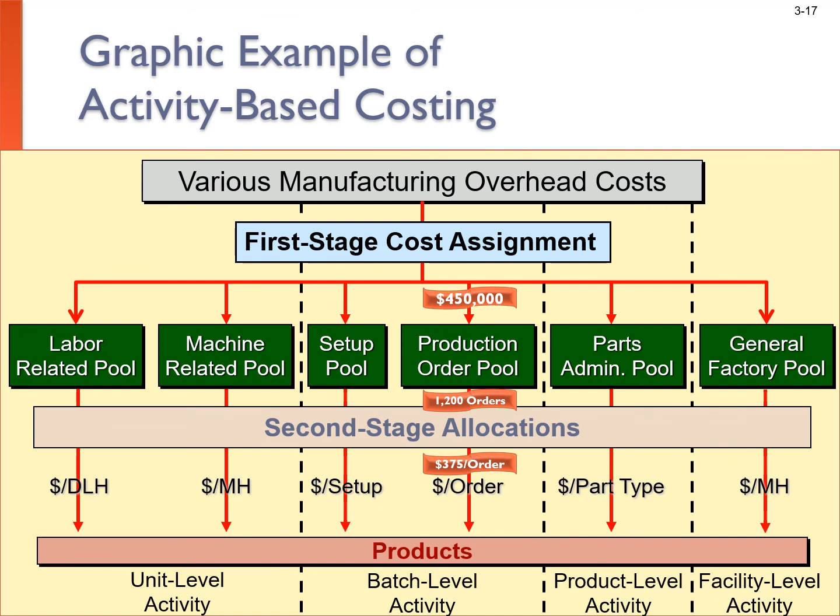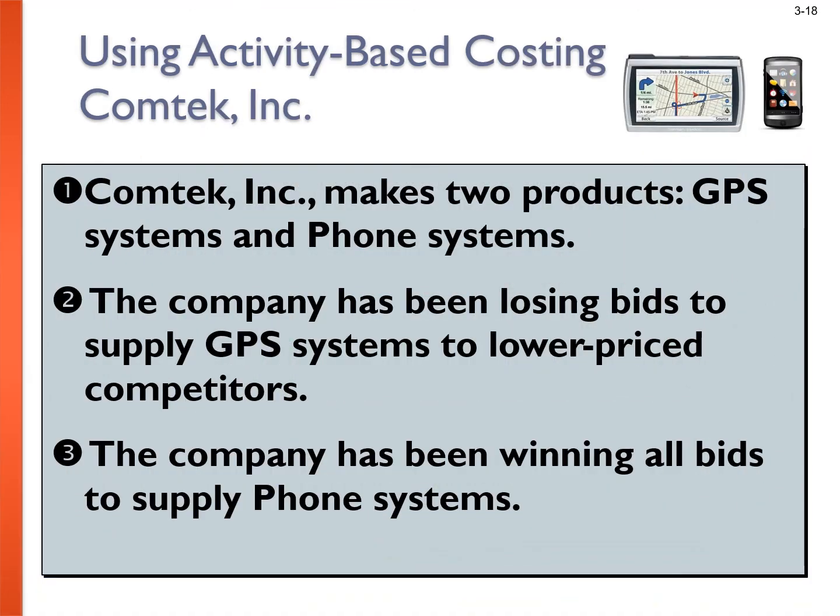So here's an example. Say your production order pool was $450,000. That's how much it costs to make the production orders. And you're expecting 1,200 orders. That would be $375 per order. So let's go to an example and see this whole thing come out.